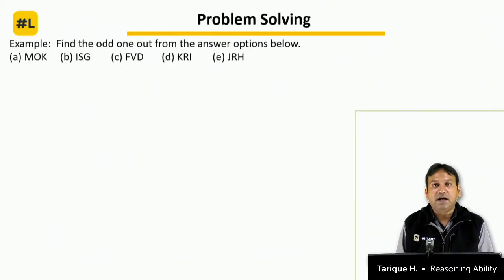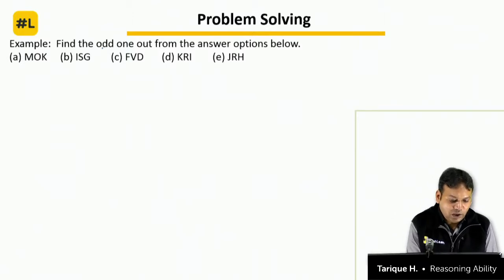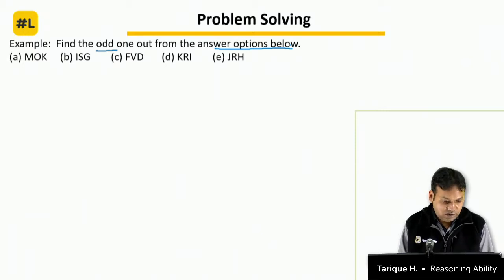Now let's look at the last question from today's session, that is based on again letters and alphabets, a little different from the previous 2 sets of questions that we have seen. Find the odd one out from the answer options below. Now based on the technique discussed in the previous session also, we can solve this question mainly based on that.